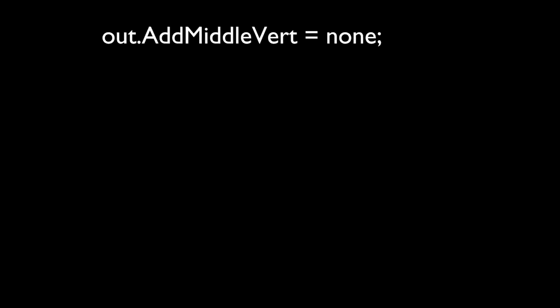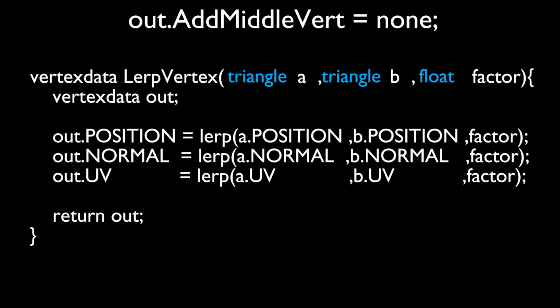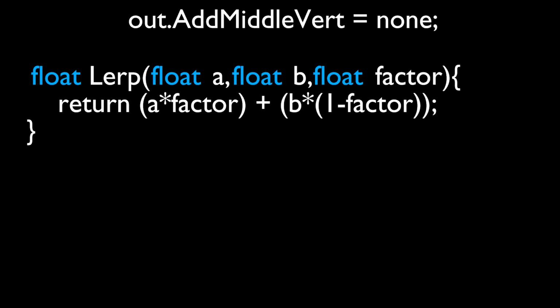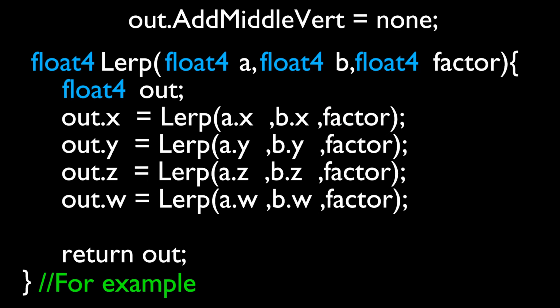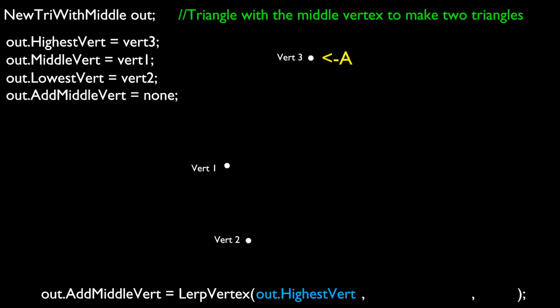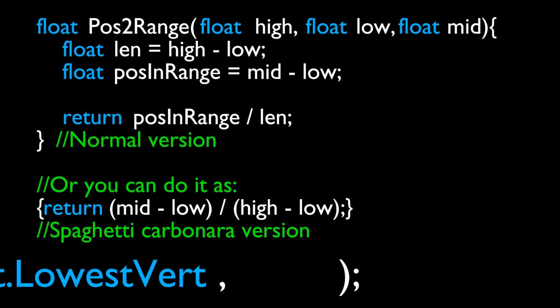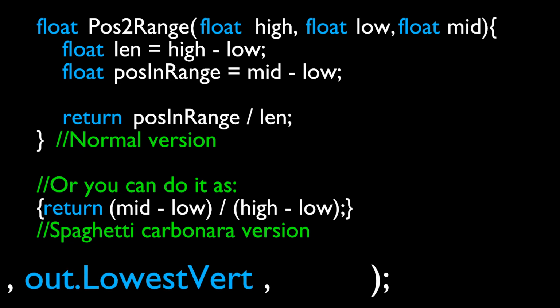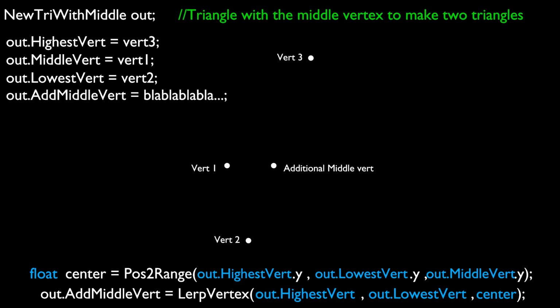Now to get the extra vertex, we need to use a function that interpolates all vertex data linearly, better called lerp. To get this vertex, A will be the upper vertex and B will be the lower one. Now, what about the factor? For that we will make another function that converts the upper and lower position into a range from 0 to 1. So it would be like this.